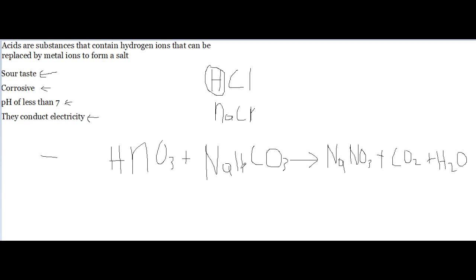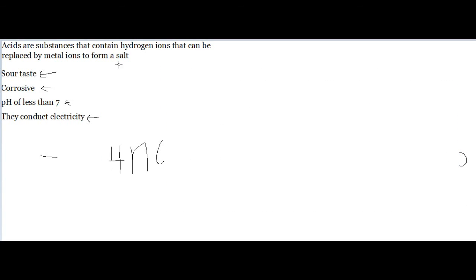Now, if this was a metal hydrogen carbonate, such as NaHCO3, sodium hydrogen carbonate, it would actually produce the same thing. So metal hydrogen carbonates and metal carbonates react with acids in the same way.